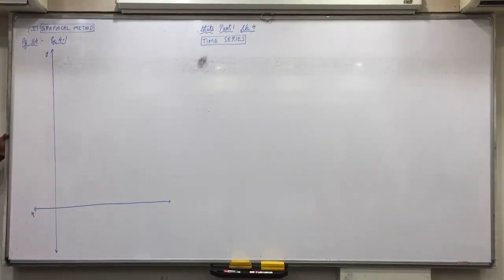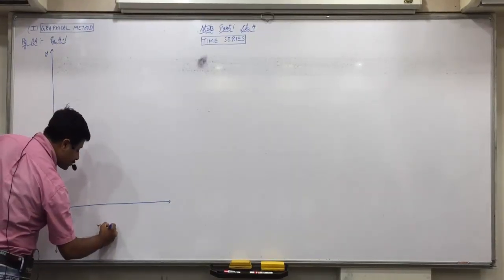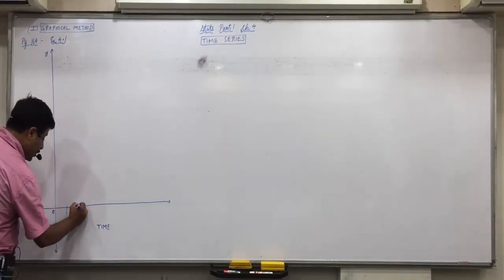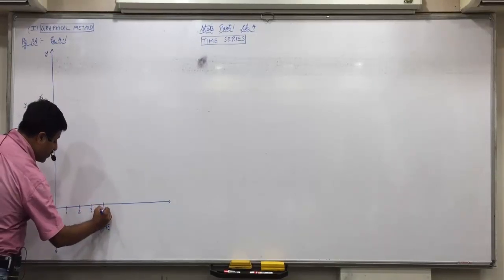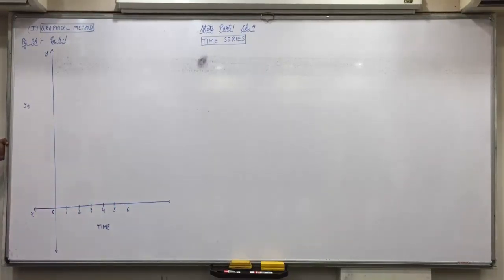Silence, everyone. On the x-axis we will show the years, that is the time period, and on the y-axis we will show YT. The variable is not mentioned, so we will simply mention it as YT. Now here, how many years are there? 1961 to 2011, 6 years. So you'll write 1, 2, 3, 4, 5 and 6. Is everyone clear with it?